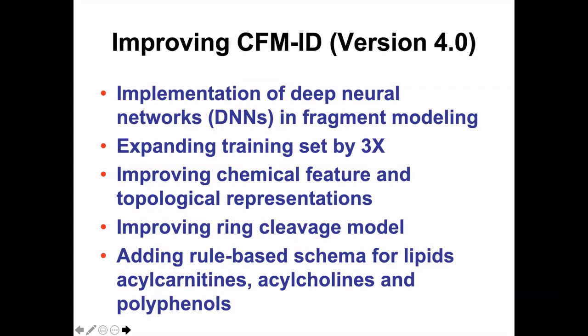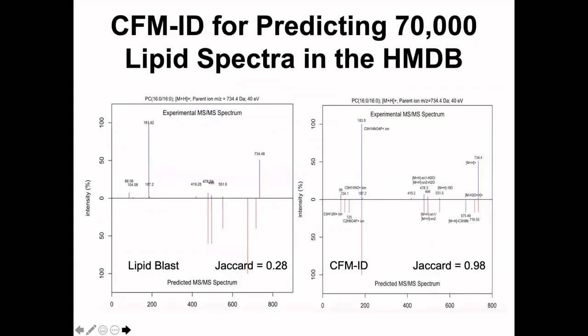We've added more deep neural net tools into the fragment modeling. We've expanded the training set. We've improved both the chemical feature and topological representation to help with the fragmentation. There were problems in the early versions with ring cleavage. We've improved that. And then we've added a rule-based schema for compounds where machine learning doesn't do so well. So for lipids, acylcarnitines, acylcholines, polyphenols, and a few other classes. So with those improvements, we've been able to enhance the performance of CFM-ID for lipid spectral prediction.